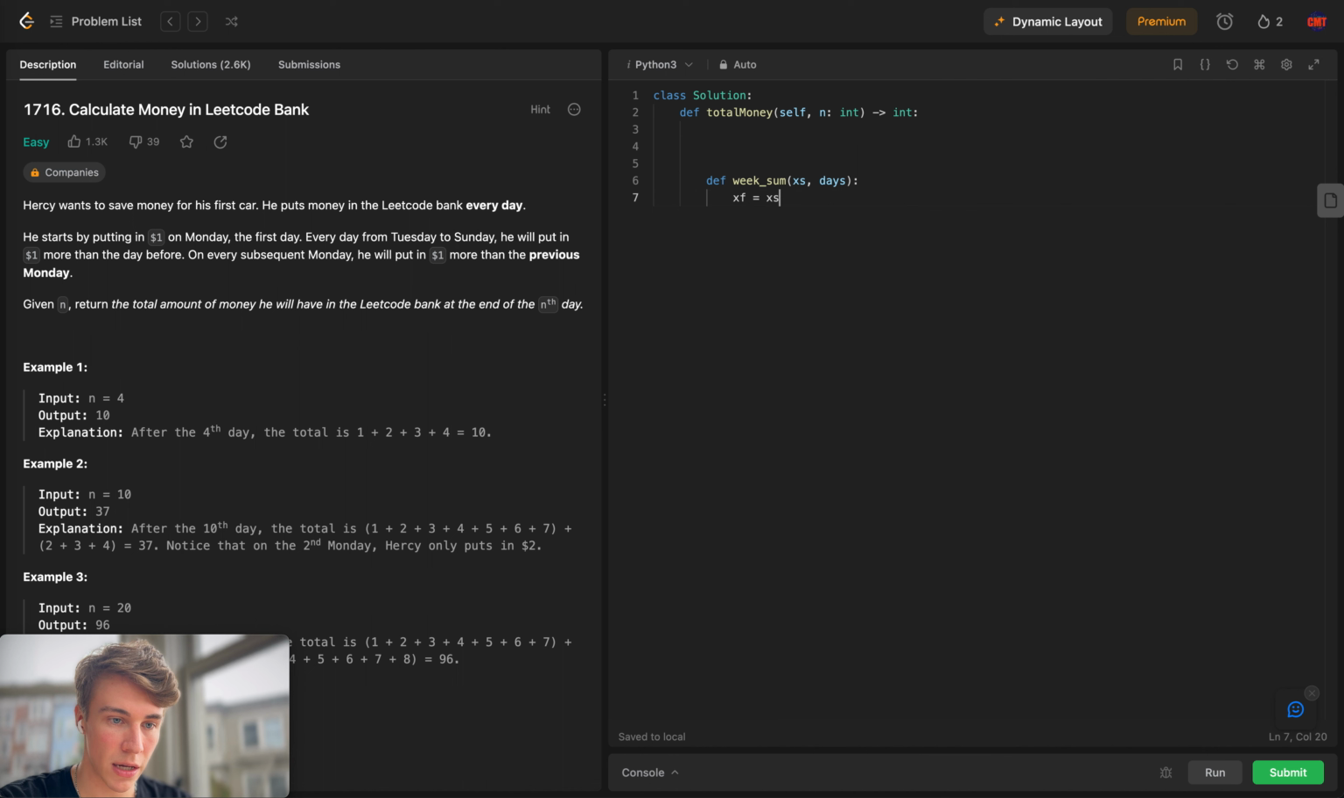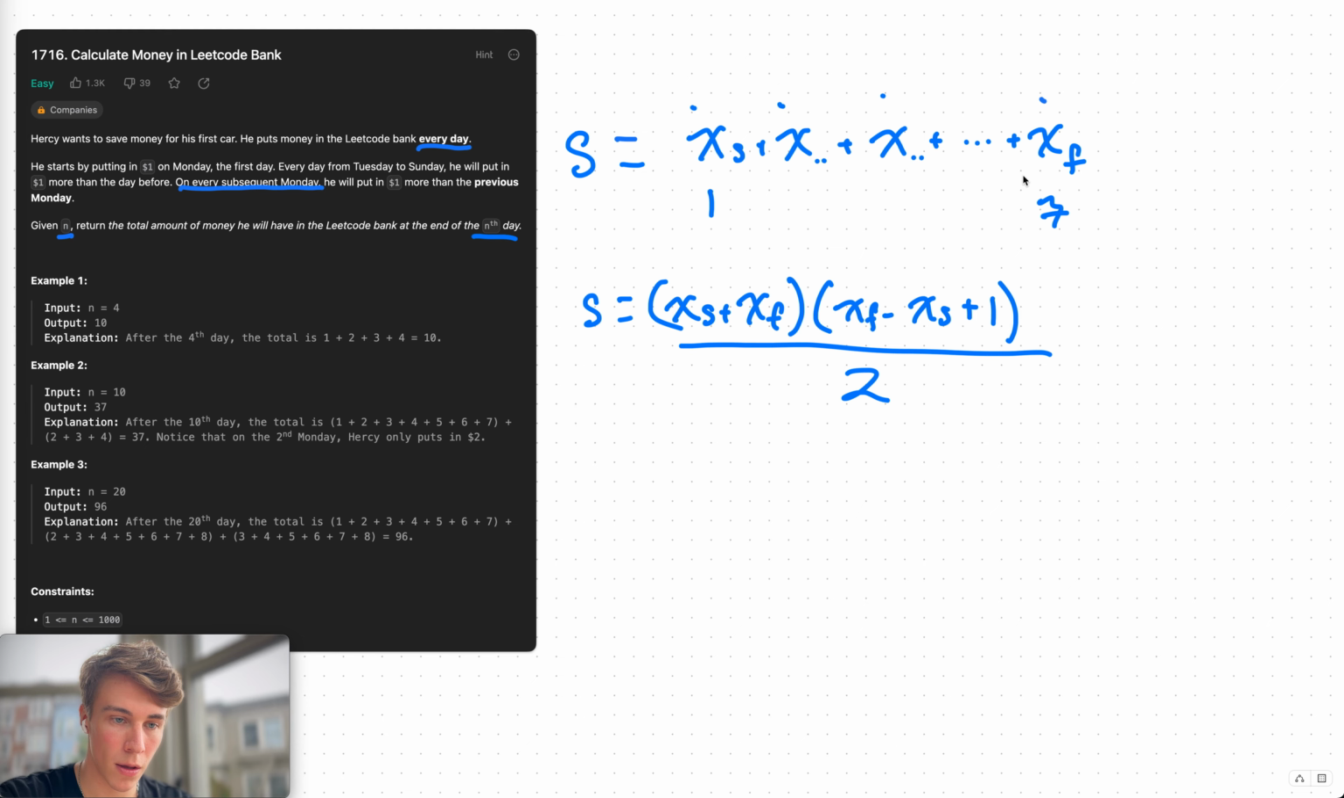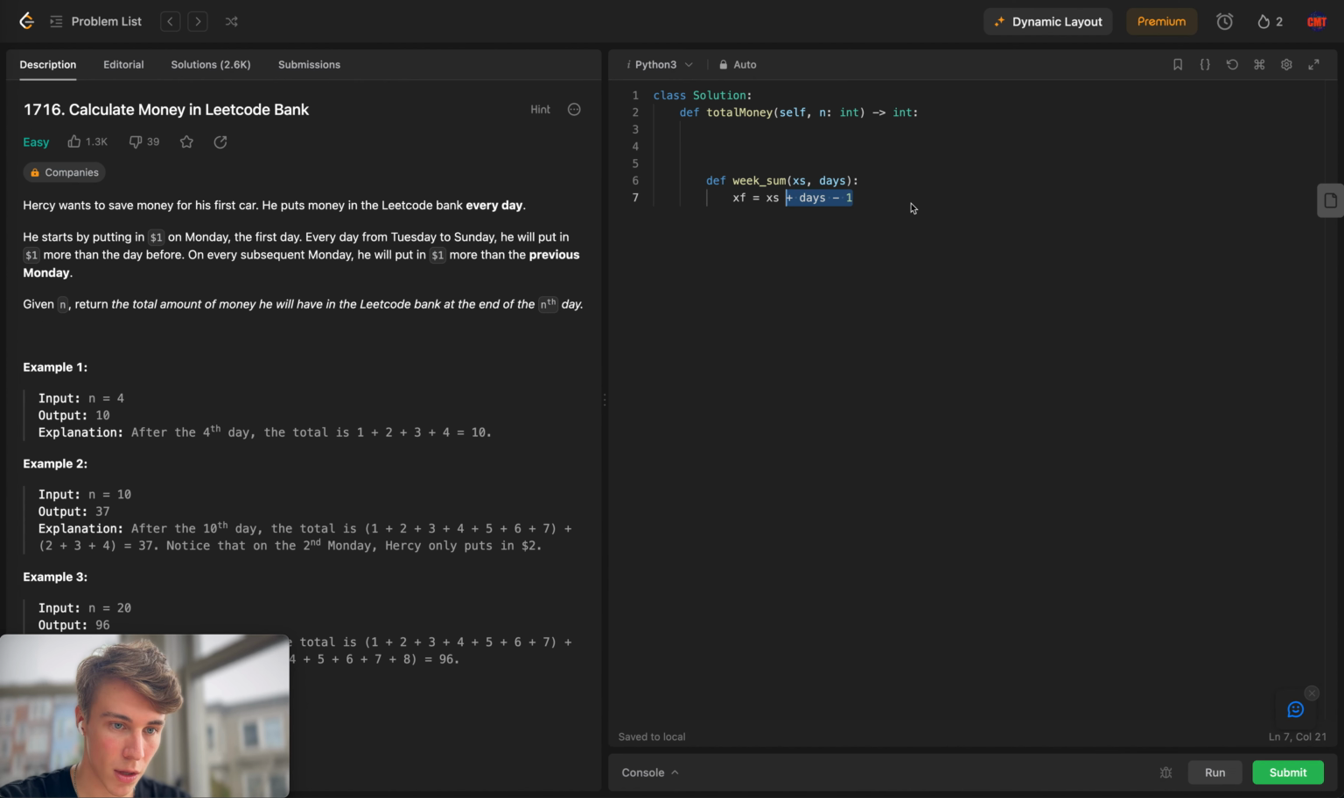Xf is just xs plus days minus 1. What is this? Why is xf just xs plus days minus 1? Well, 1 plus 7 minus 1, which is the first day, plus 7, the 7 days, minus 1 gives us 7. So 1 and 7. Xs is 1, xf is 7. And now we just need to return this formula that we have devised here.